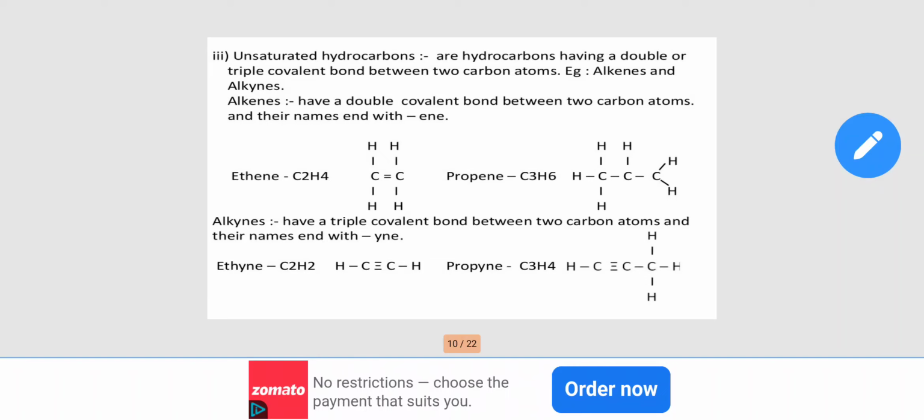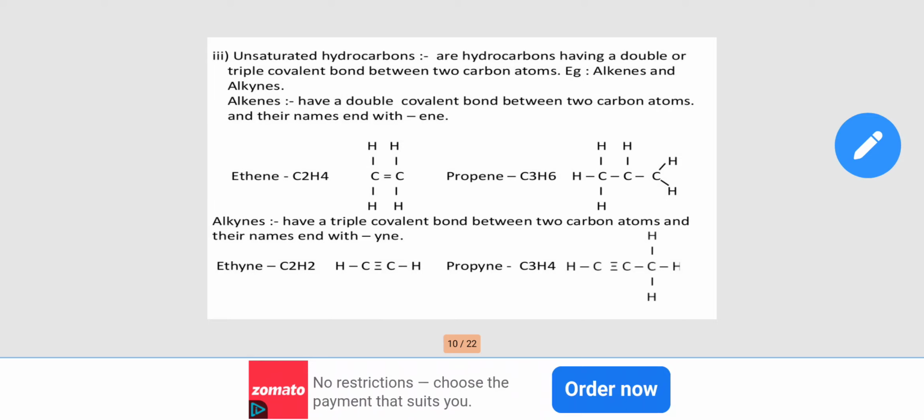And then what is an unsaturated hydrocarbon? Alkenes contain at least one double bond, and alkynes contain at least one triple bond. For example, ethene C2H4. They are carbons having a double bond or a triple bond between two carbon atoms. This is alkene or alkyne. Alkenes have a double covalent bond between the two carbon atoms and their names end with ENE. Ethene. Eth means two carbon and prop means three carbon.